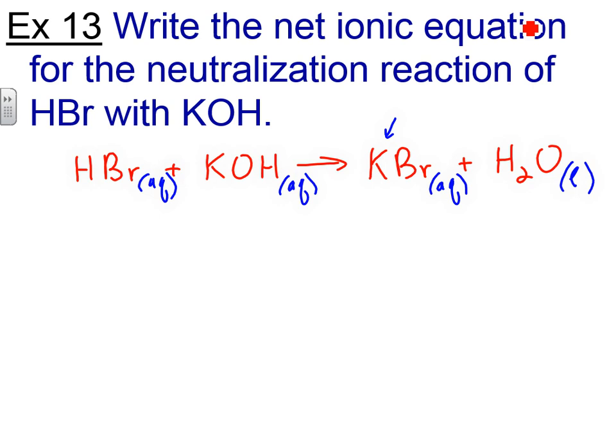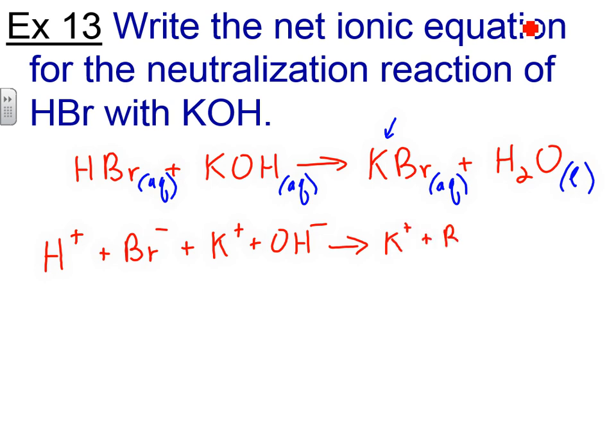What we'll do is we'll break apart, for the full or complete ionic equation, anything aqueous into its ions. In this case, hydrogen ion and bromide ion, like so. We'll do the same thing with potassium hydroxide, potassium ion and hydroxide ion. We'll do the same thing with potassium bromide since it's also soluble. Remember, anything soluble gets broken up like this. And bromide ion. Water does not get broken up because it is not aqueous. It is a liquid, kind of like the solid that didn't get broken up with precipitation reactions. So this is your complete ionic equation.